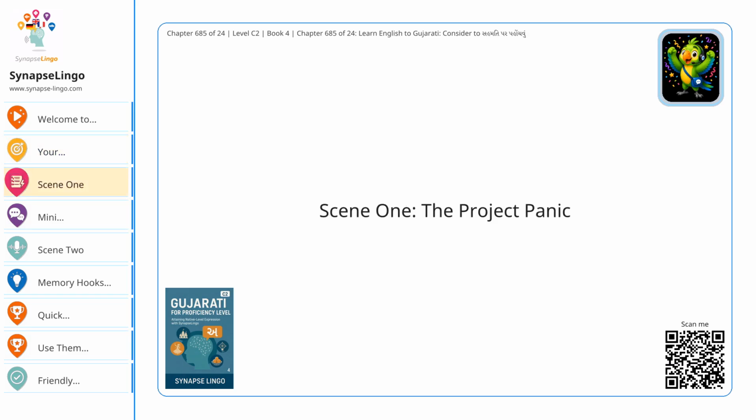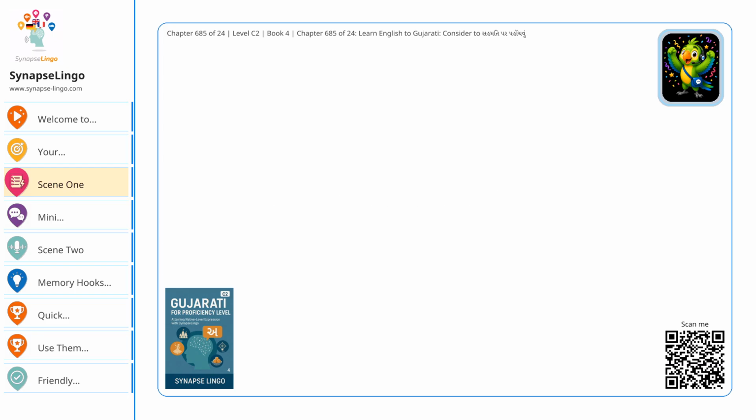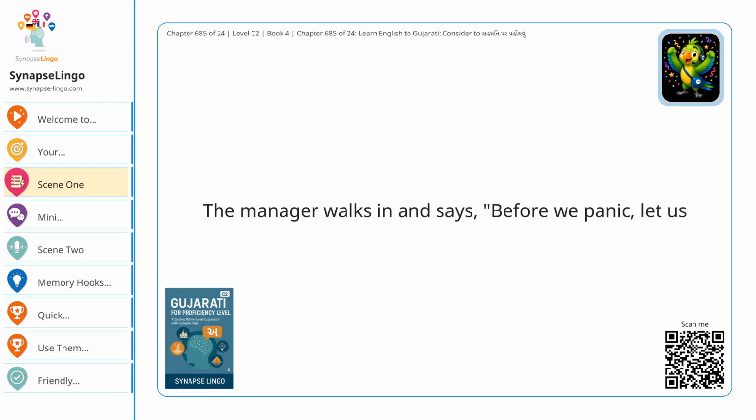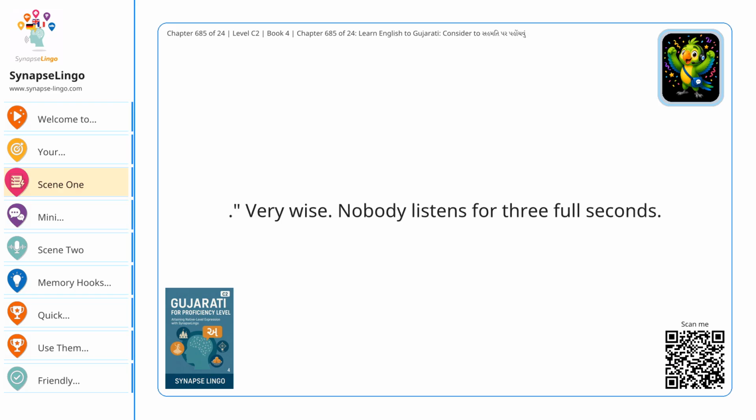Scene 1. The project panic. Picture the scene. Coffee is cold, the deadline is warm, and everyone suddenly becomes an expert. This is where language gets useful. The manager walks in and says, before we panic, let us. વિચાર કરવો. Very wise. Nobody listens for 3 full seconds.